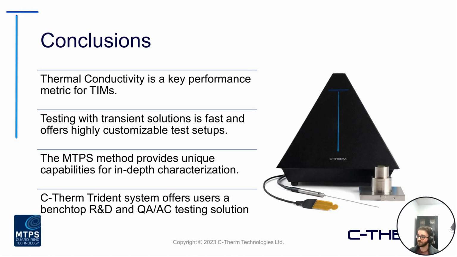Of the options available on the Trident platform, the MTPS method provides some unique capabilities for some really in-depth characterization, again, looking at thermal mapping, settling, or just purely thermal characterization. The fact that it's a single-sided test method really provides some unique aspects in how the sensor can be used. C-Therm's Trident system offers you a really unique offering for benchtop R&D and QA/QC testing. So it really provides you with some unique options there.